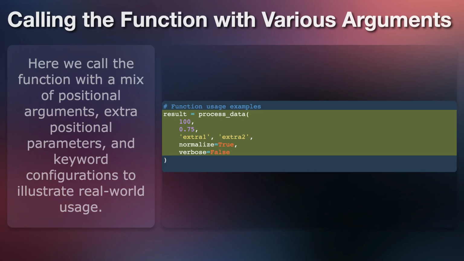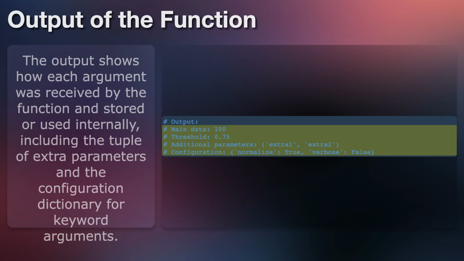to illustrate real-world usage. The output shows how each argument was received by the function and stored or used internally, including the tuple of extra parameters and the configuration dictionary for keyword arguments.